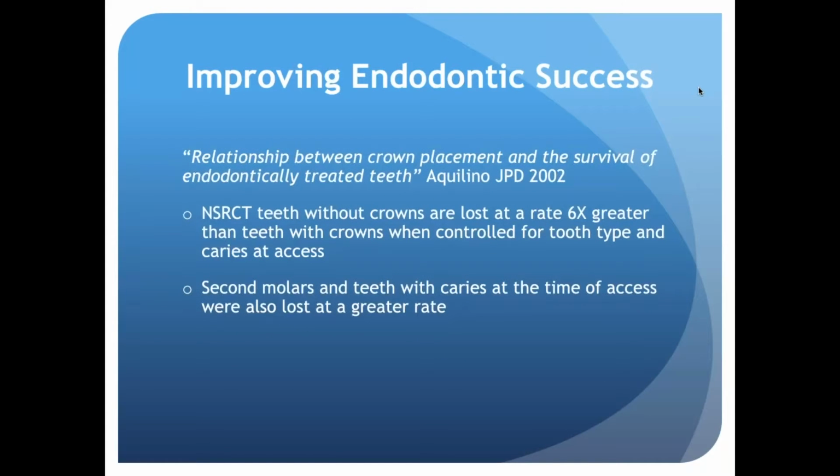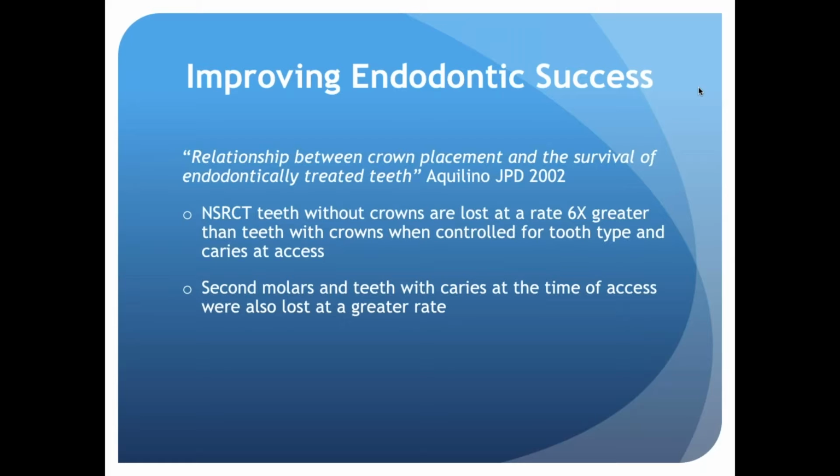So a little bit out of the endodontics, but I just want to talk about improving success as we wrap things up here. Aquilino did a study, and he talked about the relationship between crown placement and the survival of endodontically treated teeth. So root canal treated teeth without crowns are lost at a rate 6 times greater than teeth with crowns. And that's when they controlled for the type of tooth and then the amount of caries. So second molars and teeth with caries at the time of access were lost at a greater rate. So if you think about it, that kind of makes sense.